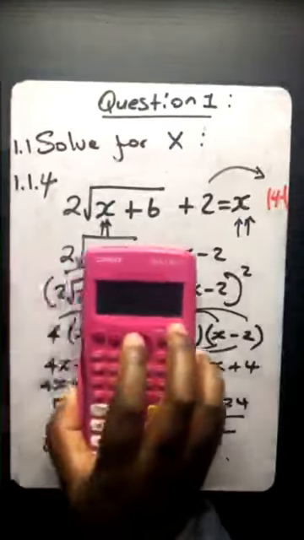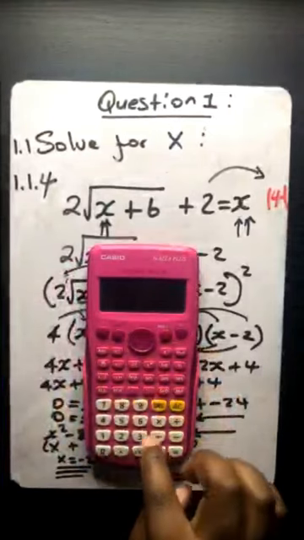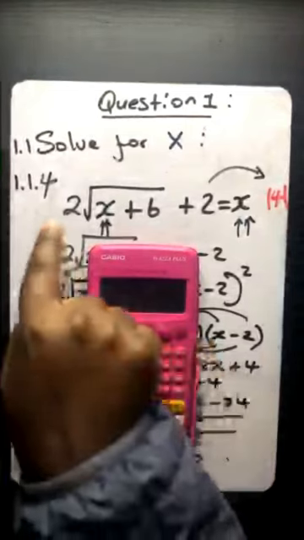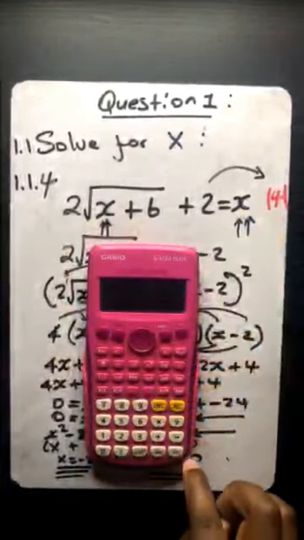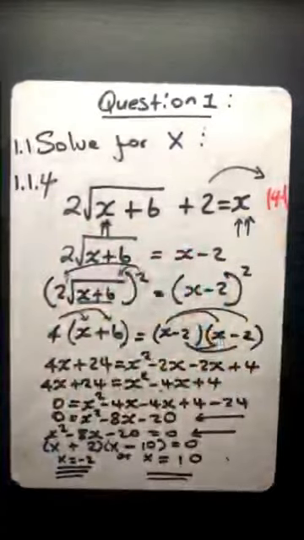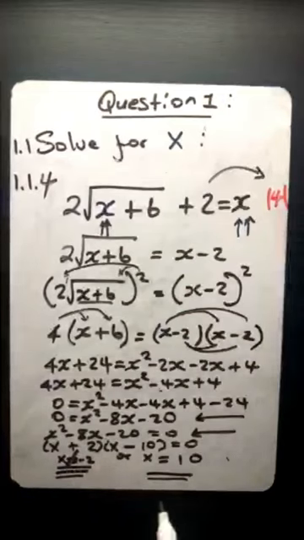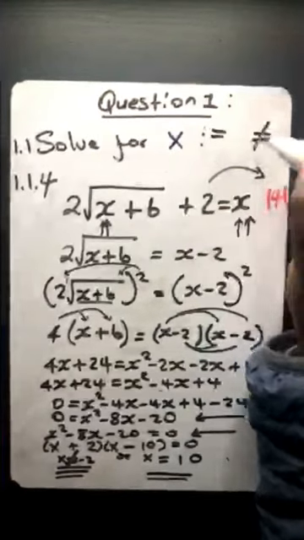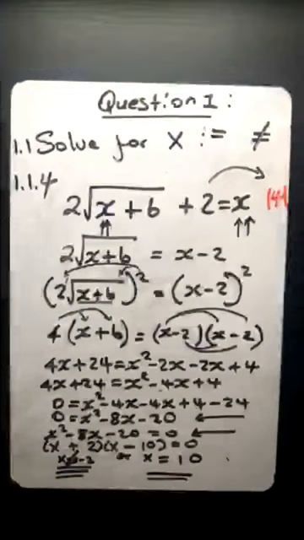Someone is saying 10. Let me see. Guys, what are you getting that side? Plus 6 plus 2. Yes, 10. Sir, it gives 10. Let me test negative 2. Negative 2 gives 6. So negative 2 is not a solution. The one which is not a solution, you cross it out like that. So that means you're going to have one answer, the other one is not a solution, but this is a solution.